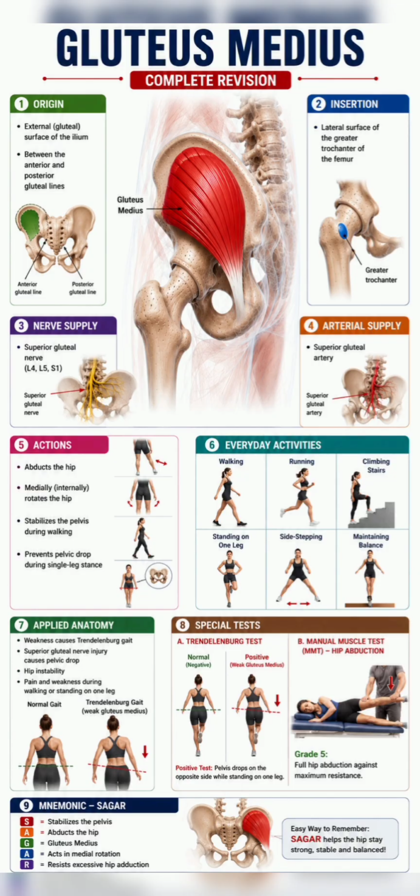If you can remember this: S stands for stabilizes the pelvis, A for abducts the hip, G for gluteus medius, A for action in medial rotation, and R for resists excessive hip abduction movement. So this is all about this muscle, gluteus medius.